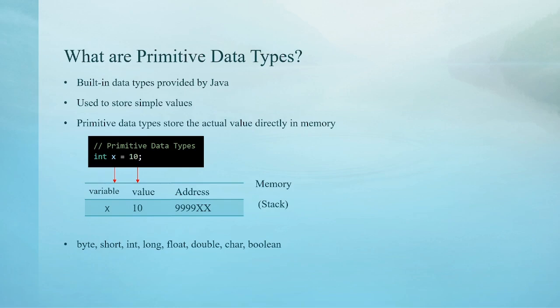What are the primitive data types? These are the basic built-in data types provided by Java. They are used to store simple and direct values. A primitive data type stores the actual value directly in memory.